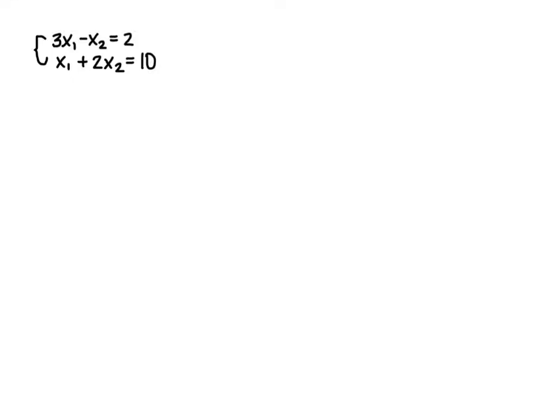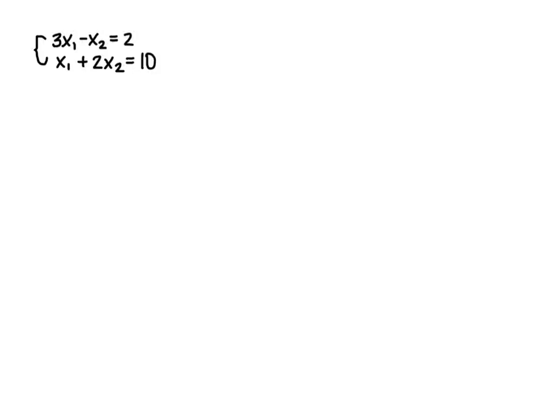What we're going to look at today is how to solve the system of equations using Gaussian elimination. We're looking for what x sub 1 and x sub 2 are going to be. Our first equation is 3x sub 1 minus x sub 2 equals 2, and our second equation is x sub 1 plus 2x sub 2 equals 10. Using Gaussian elimination means that we have to use matrices.